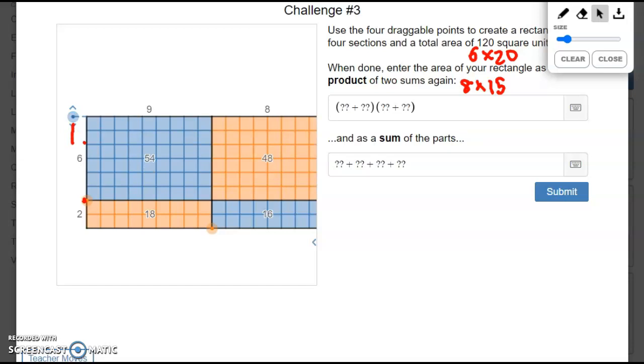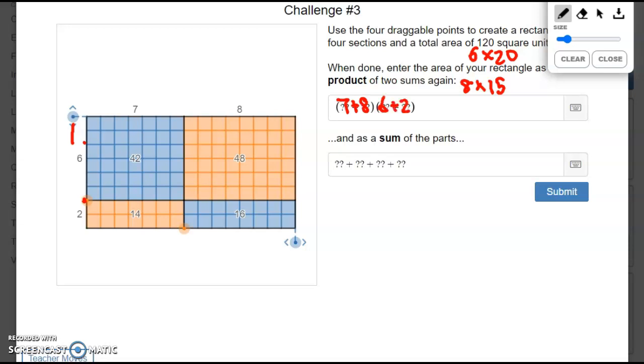Let me leave the 9 here, and then I can just change this as, no, let's change that to 7 and 8. Okay, 7 and 8 comes to 15, and 6 and 2 gets you 8. So that becomes 7 plus 8 is the length, and 6 plus 2 is the width.